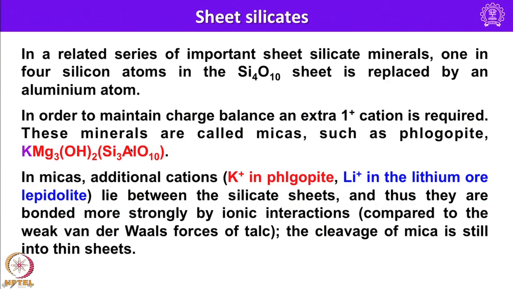And sheet silicates are quite important when we consider minerals such as micas and other things. So, here basically what happens, one or more silicon atoms are replaced by aluminum atoms. When you replace one silicon with an aluminum atom, in order to balance the charge, one extra cation needs to be added. In these cases, okay, what happens essentially, potassium or magnesium comes into picture. So, these minerals are essentially called micas. So, when you replace one silicon, there is a deficiency of one charge.